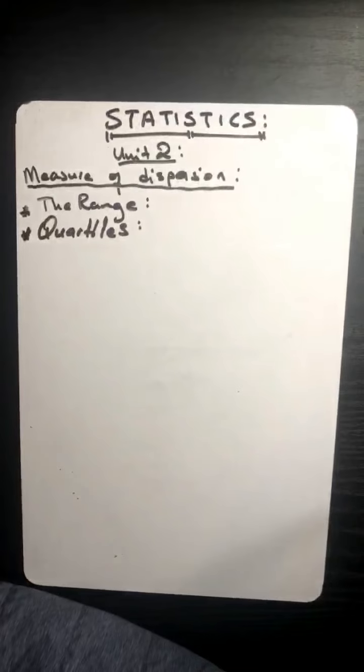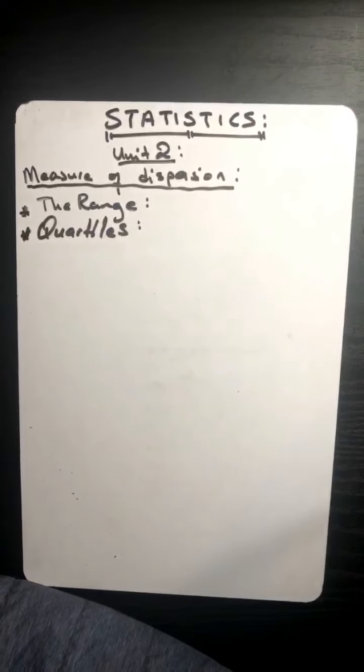Quartiles. What are quartiles? Good people, quartiles divide data which is in ascending order into 4 quarters. That is why it is called quartiles.